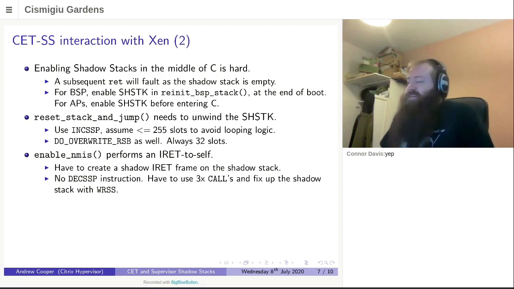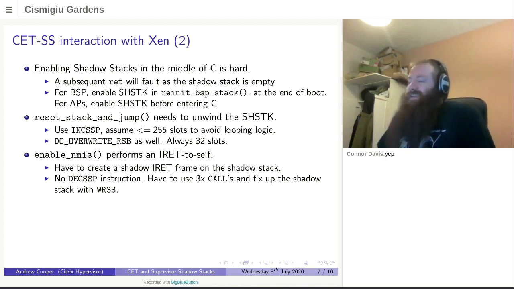Next, we get on to the slightly more esoteric end of things. We have a function called enable_nmis. NMIs are a little bit weird. They have a hidden bit of state called the NMI shadow, which is reset on an IRET instruction. Therefore, we need to construct an IRET to self. And what we do in the regular case is to build up 5 words on the current stack, execute an IRET, and our caller thinks it's just like a regular function call.